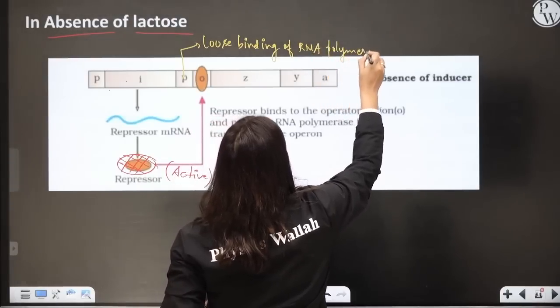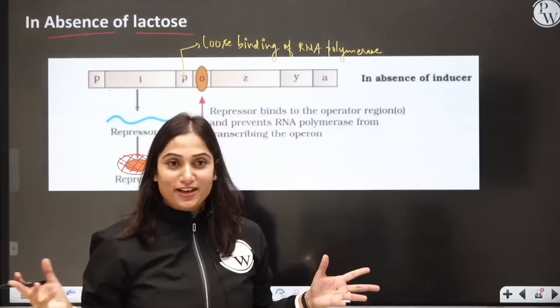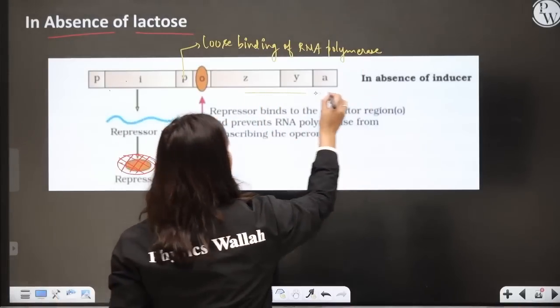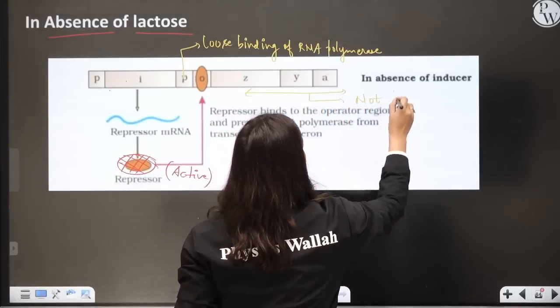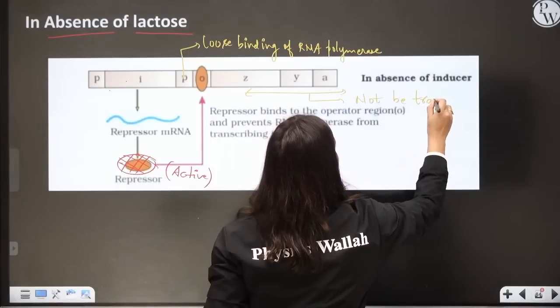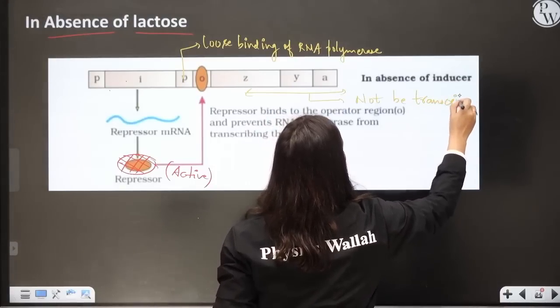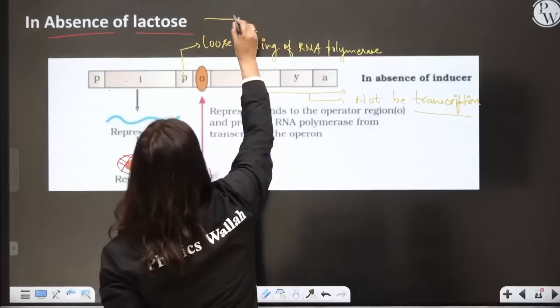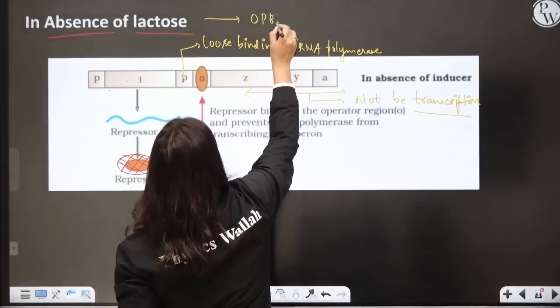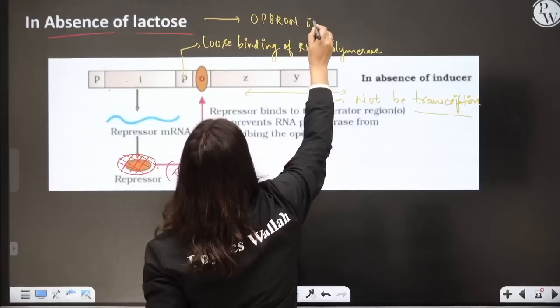And because of this loose bonding of RNA polymerase, this portion will not be transcribed. There will be no transcription and the enzymes will not be formed and the operon will be switched off. The operon is off. So this is the reason why the operon is off.